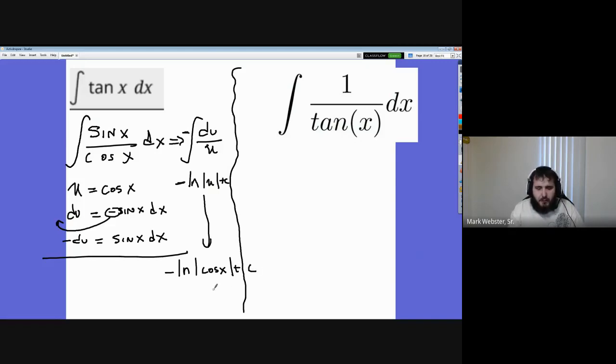And then I have seen some people be like, well, let's take this negative, bring it up into the exponent, and turn this into natural log of secant x, but forget that. This is fine. So we've got the negative natural log of cosine of x plus c. That is what the integral is.